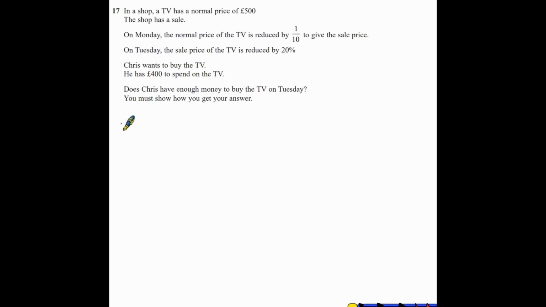One step at a time then. We are starting out with £500 as the price. It's been reduced by 1/10, so we need to find 1/10. And to do that, we simply divide by 10. So 500 divided by 10 is 50.